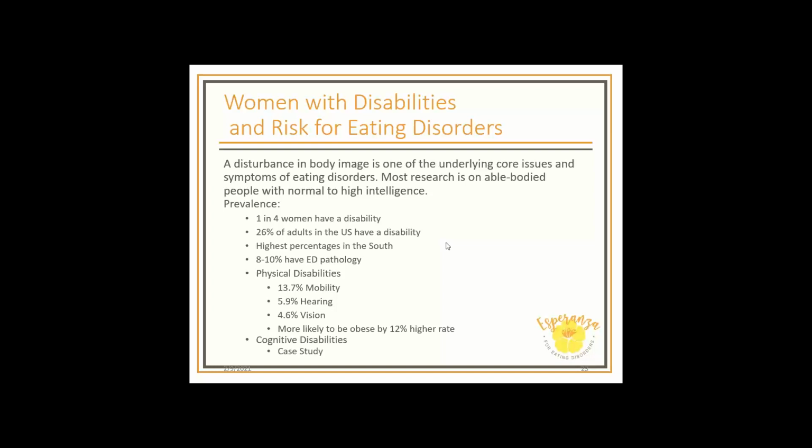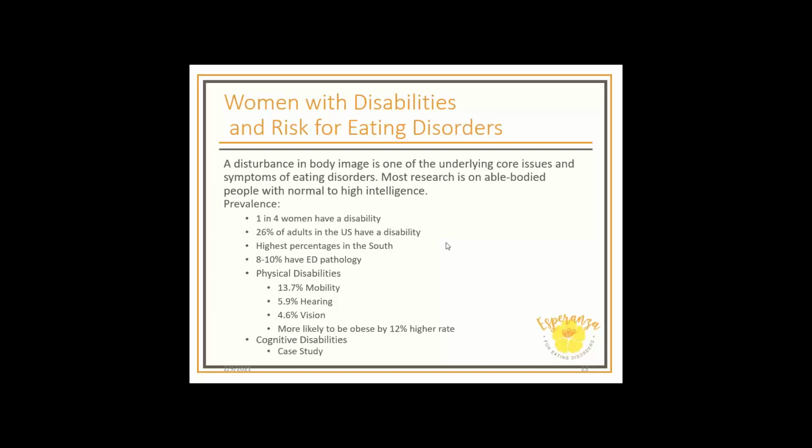So here, let's look at the prevalence rates first of people with disability in America. 1 in 4 women have a disability. 26% of adults in the US have some form of a disability. The highest percentage of disabilities is in the South. I do not know why. And of those with a disability, 8 to 10% have eating disorder pathology.